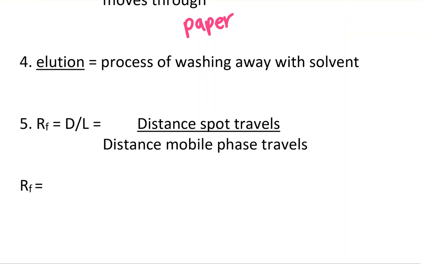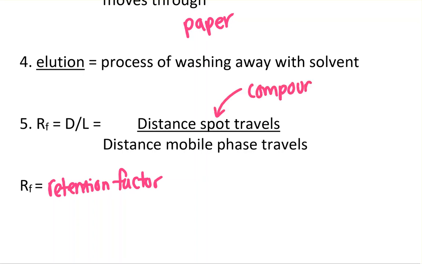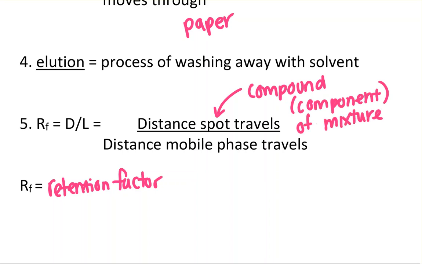The Rf, this is the retention factor. It is a measure of how far the spot, and the spot is the compound or component of a mixture, travels versus how far the liquid, the mobile phase, is traveling. And we'll look at a calculation like that.